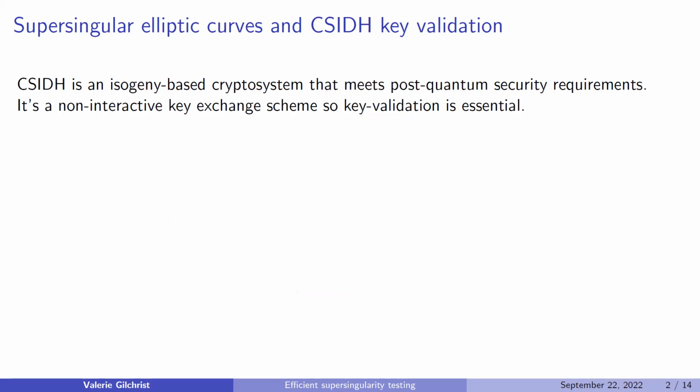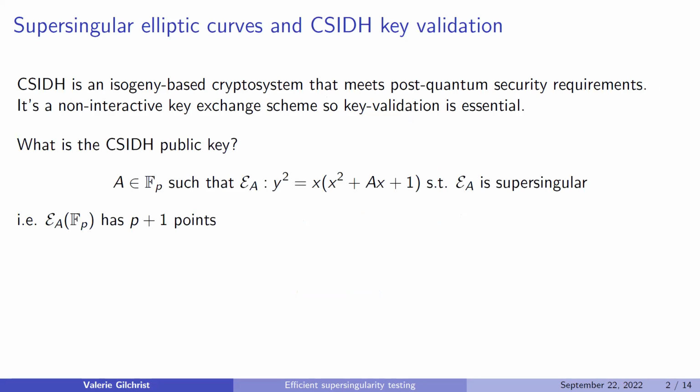Right, so we're working in the CSIDH context. I'm sure with this group, I don't really need to explain why CSIDH is important or interesting. But we can recall what the actual public key is in CSIDH. The public keys we're getting are elements of F_p, corresponding to elliptic curves in Montgomery form. And so the question in key validation is: is this corresponding curve supersingular?